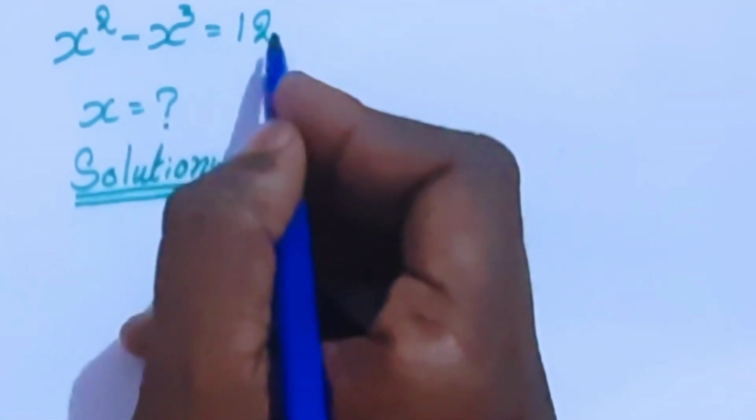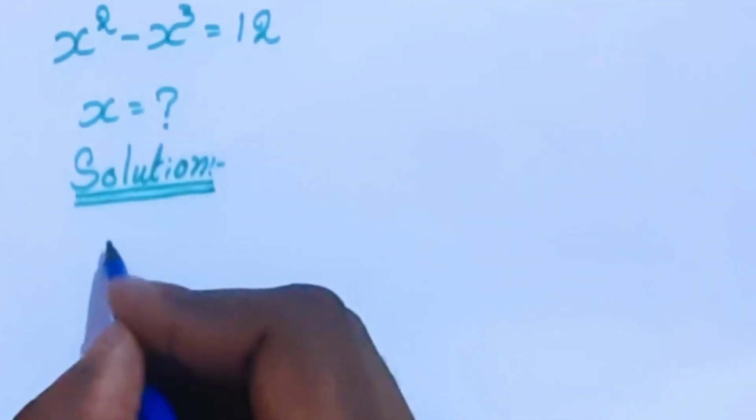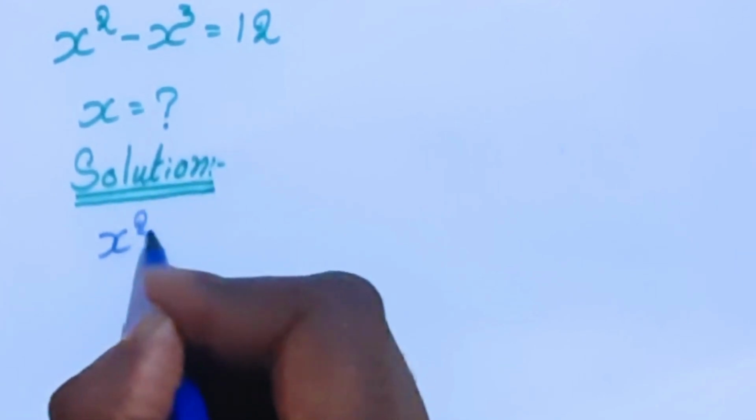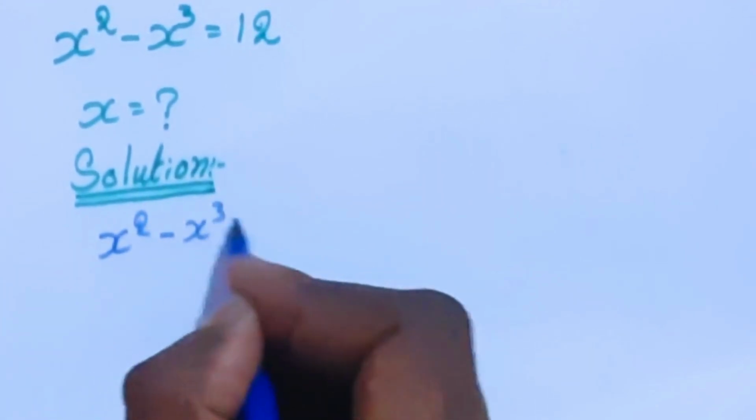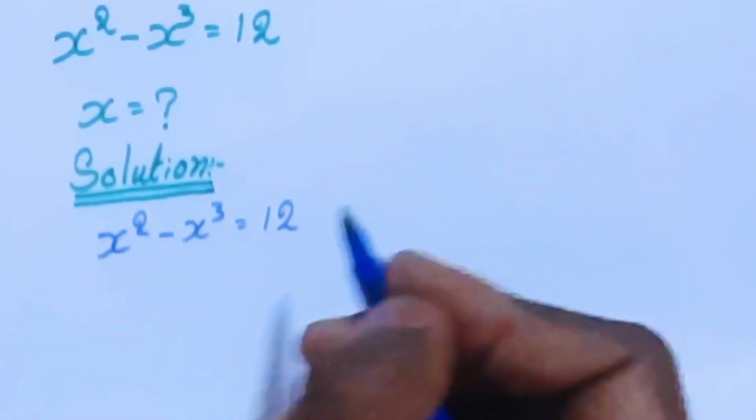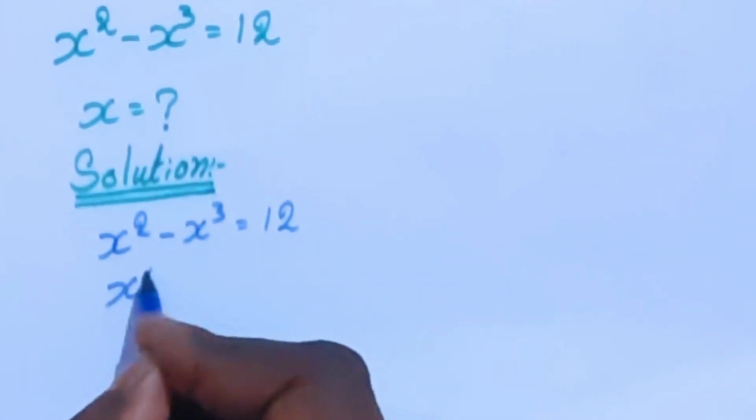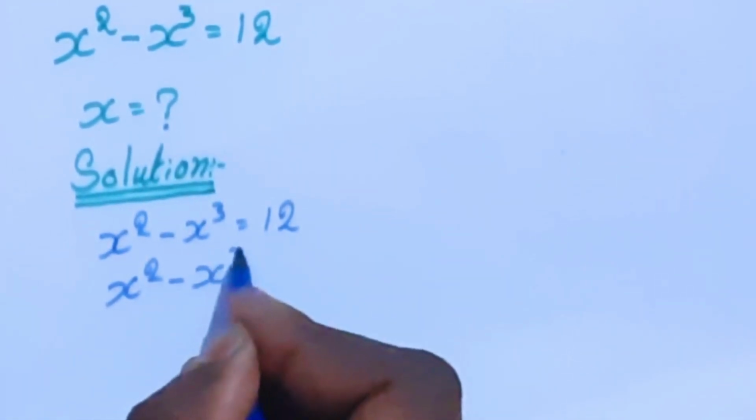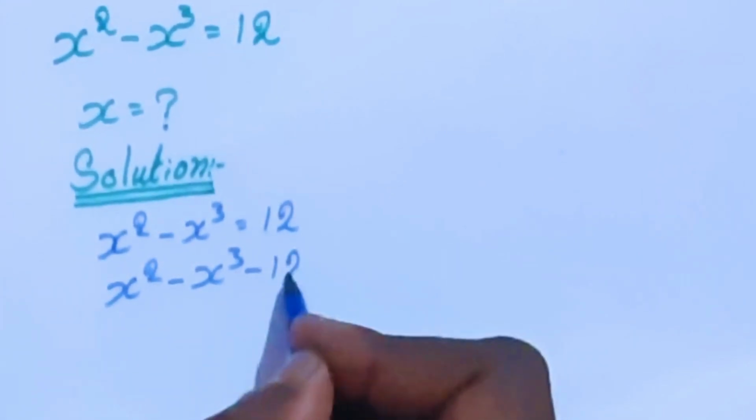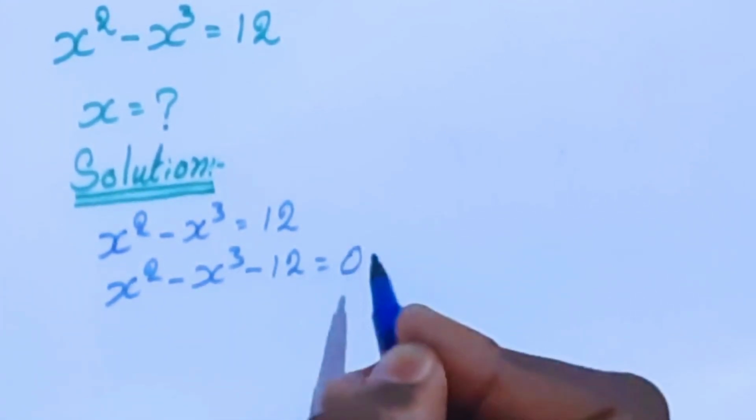Today we are going to solve this problem to find the x value. Solution: x^2 - x^3 = 12. Now moving this 12 to the left-hand side, so x^2 - x^3 - 12 = 0.